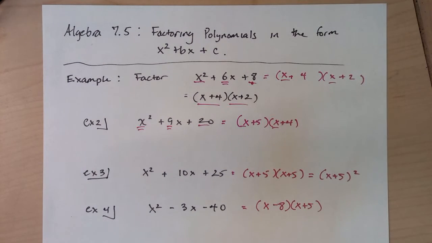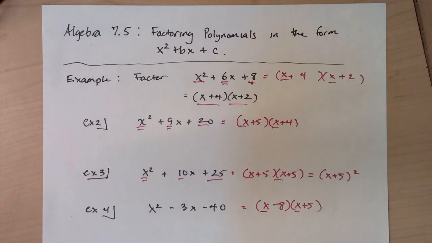Okay, and then example 3 is kind of the same. For x squared, it's x times x. The factors of 25 that add to 10 are 5 and 5, not 25 and 1, which are the only other factors of 25. And then on the last example, x squared minus 3x minus 40.